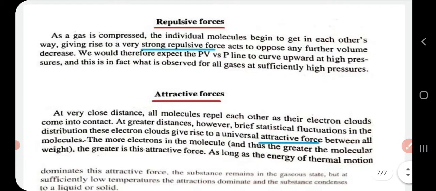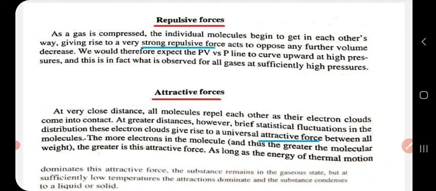Now let us discuss about repulsive force. When the gas is compressed, what happens to the individual molecules? They will begin to get in each other's way. That is, there will be a decrease in volume. So when gas is compressed, there will be a decrease in volume, and in order to oppose this decrease in volume, the molecules will exert repulsive forces on each other. As a result, the curve on the PV versus pressure graph will shift upwards as pressure increases, and this phenomenon is observed in almost all gases, especially at high pressures.